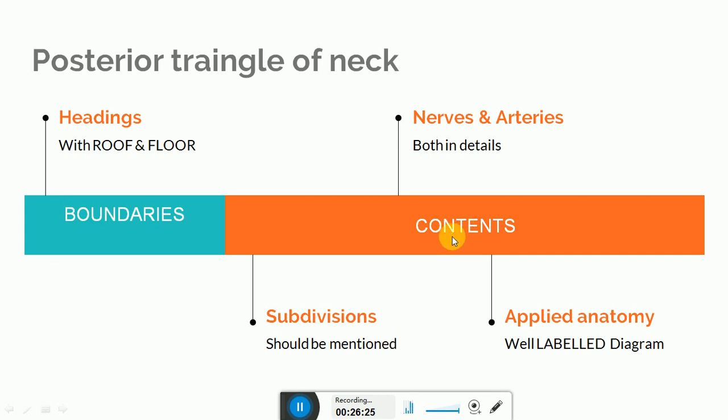Then when you are describing the contents, make sure first you write the nerves and then the arteries. And last but not least, a few words about applied anatomy. Not much applied anatomy is there in the posterior triangle of neck. And make sure that you have drawn a well labeled diagram. This will definitely help you gain good marks.